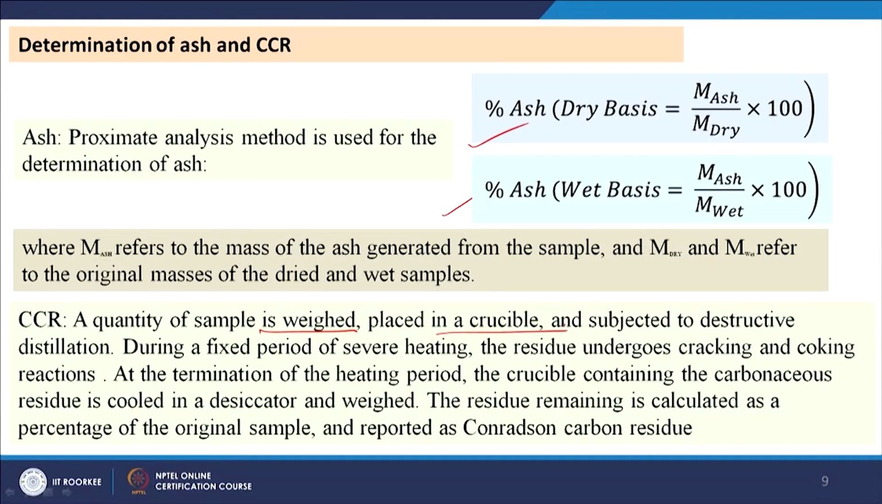We will take a certain amount of material, place it in a crucible and subject it to destructive distillation during a fixed period by severe heating. After that we will collect the residue, and how much is left is considered as the Conradson carbon residue, and it is expressed in terms of percentage of the original sample.